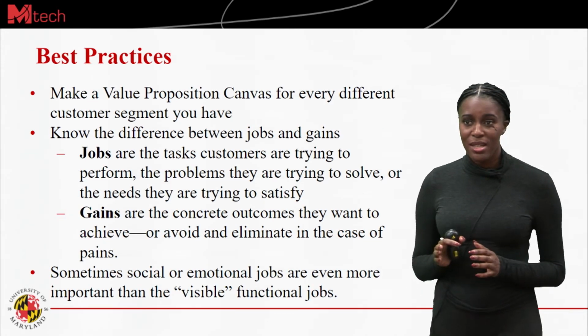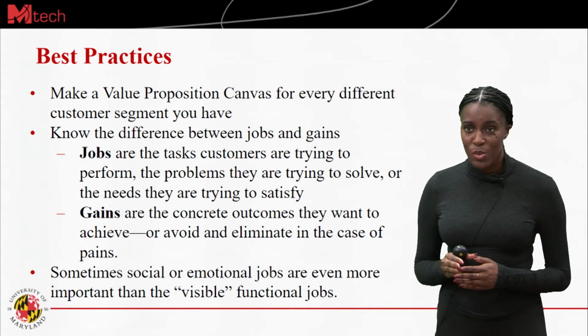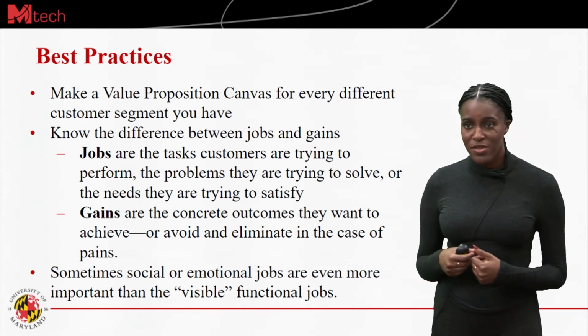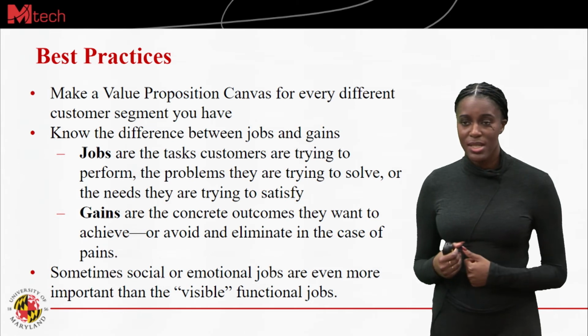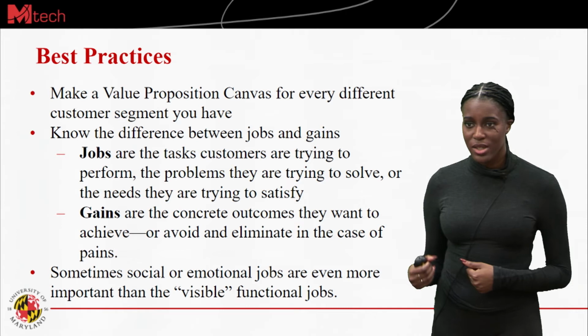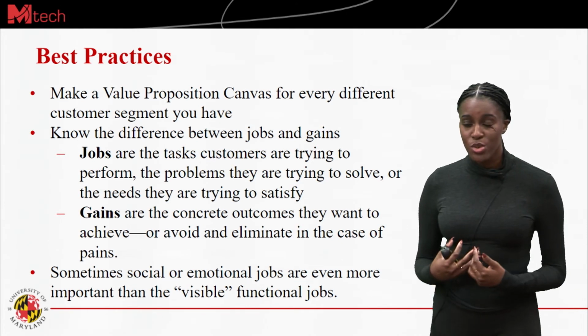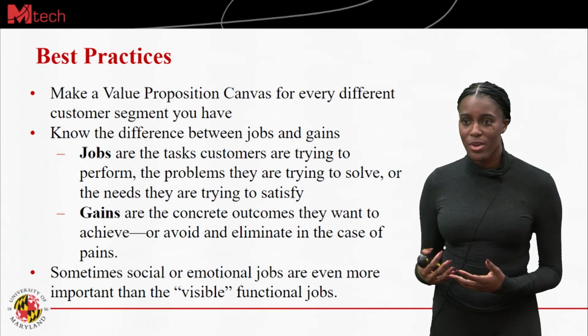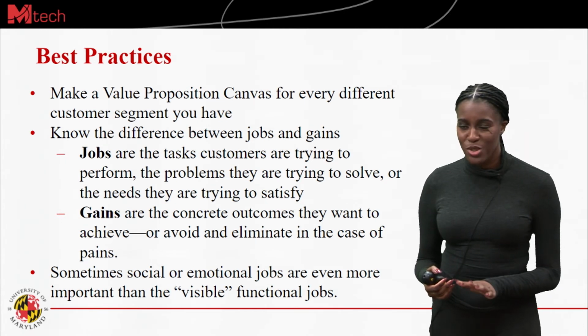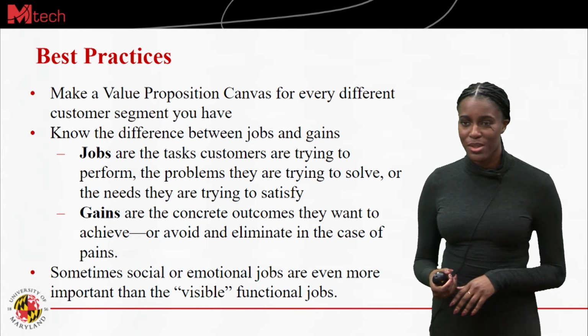Now, when you're making a value proposition canvas, which includes both a customer profile and a value map, you have to know that there's a difference between jobs and gains. Jobs are the tasks, and gains are the concrete outcomes. Sometimes social or emotional jobs are even more important than the visible functional jobs, so don't forget to put special emphasis on making sure those are included.